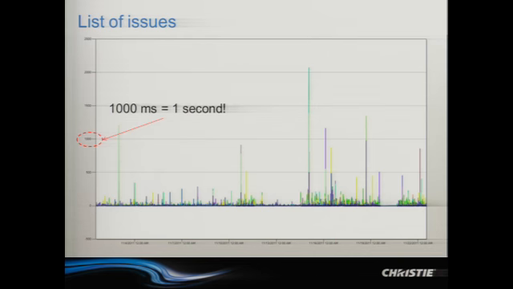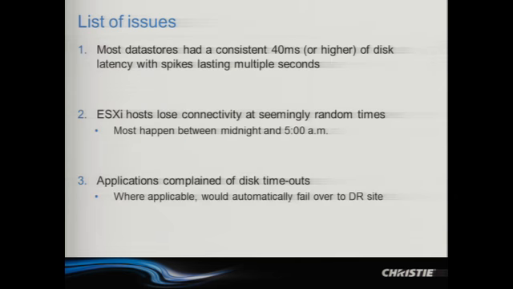Just to give you an idea of the magnitude, here is a quick chart of how some of these data stores were reacting. Take a look at that little circle there. That's 1,000 milliseconds. We're spiking well above 1 second of disk latency. Actually, the maximum that we had during this period was 6 seconds, where the OS could not see its disks, or was waiting for that response. Again, not great.